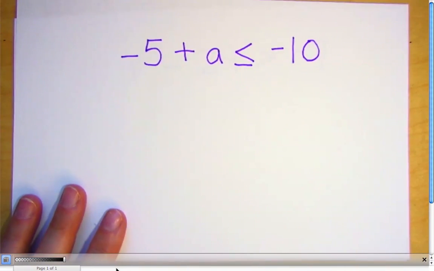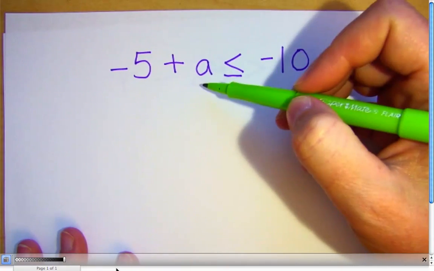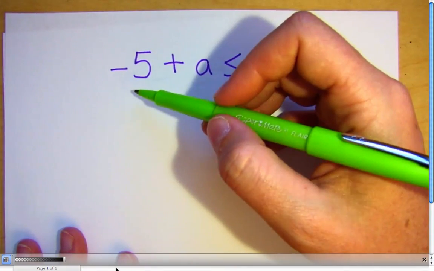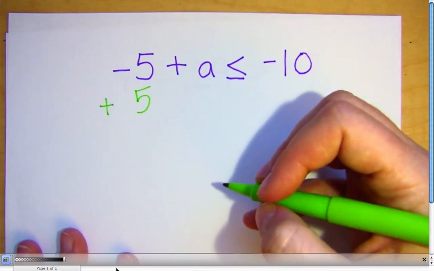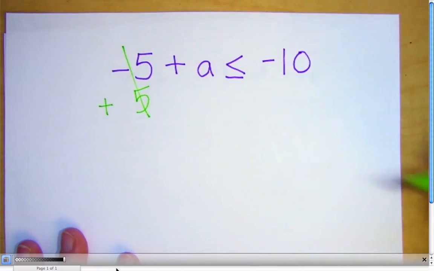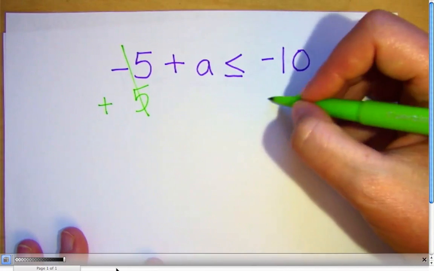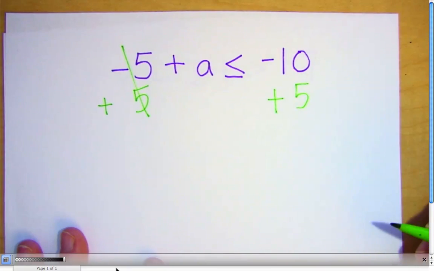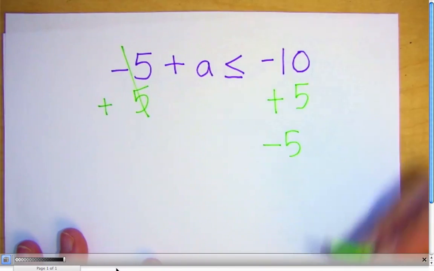So this still works with inequalities, same steps. I want to isolate my variable a. That means I need to get rid of negative 5. So I add the opposite, which is 5. That's the inverse property, which equals 0. I need to balance out my inequality, so I have to add 5 to this side also. Negative 10 plus 5 is a negative 5.